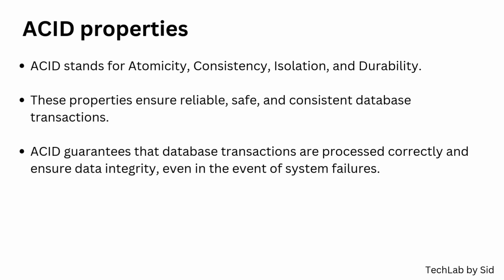These four properties are critical for ensuring the integrity and reliability of transactions in a database system. Without them, databases could encounter errors, inconsistencies, or even data corruption, especially in scenarios involving system failures or concurrent transactions. Let's dive into each of these properties and see how they contribute to the safe processing of transactions.